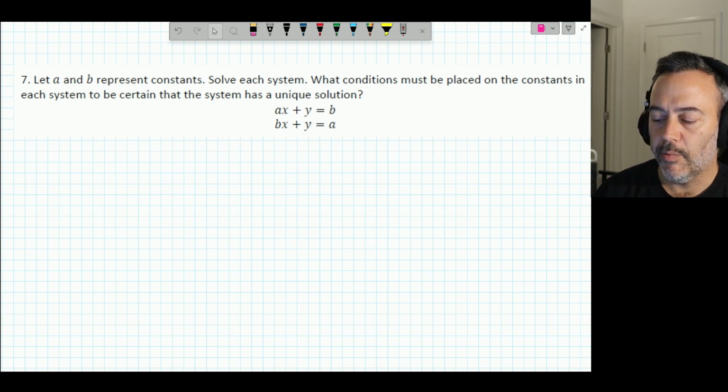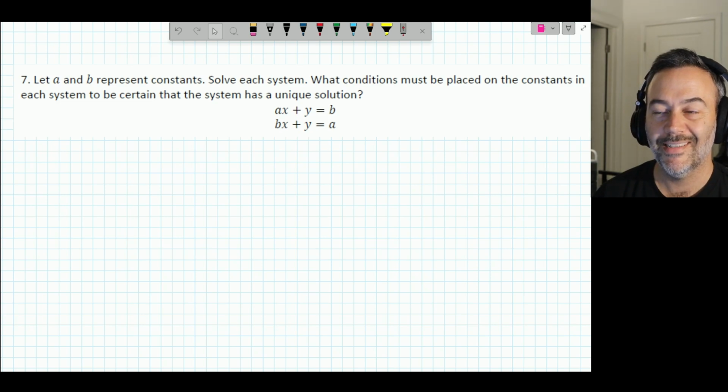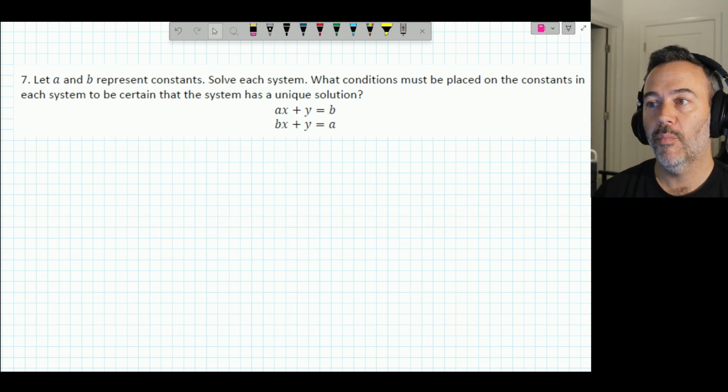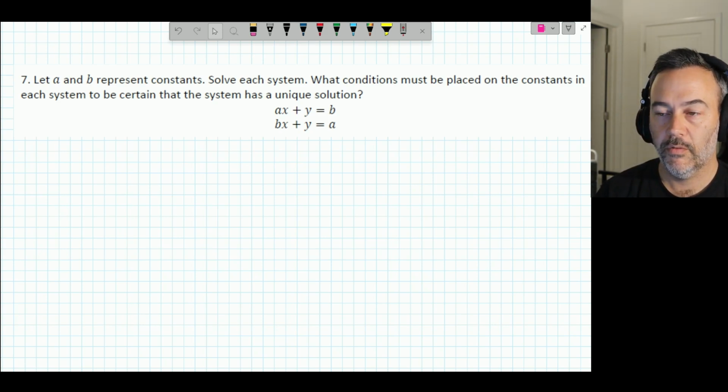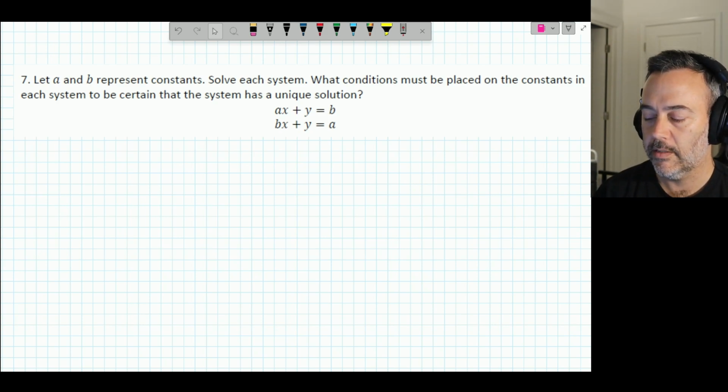It says, let A and B represent constants. Solve each system. So let's pause there. It's a system of equations. X and Y are the variables. A and B are some unknown constants, but we think of them as fixed. So A could be 2 and B could be 7, for example. X and Y are variables. So we treat A and B like they're constants.